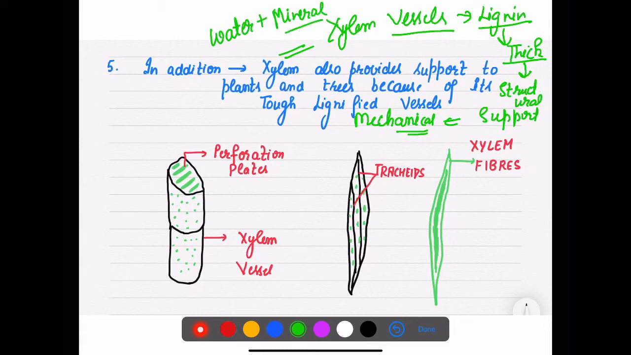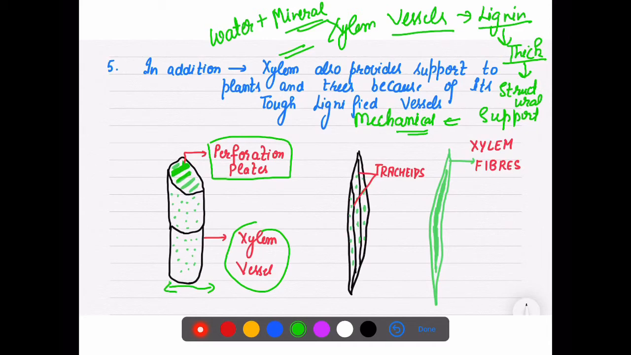So now if you have to draw the structure of a xylem vessel, then as you can see, here are the plates. There is an elongated structure present. It is like a plate, a flat structure. These are called perforation plates, meaning they have little pores, and the vessel is a little wider as compared to tracheids. Tracheids again are tube-like structures, but a little less wide as compared to the vessel. And these are our xylem fibers, again a tube-like elongated structure. So there are three types: xylem vessels, tracheids and fibers.